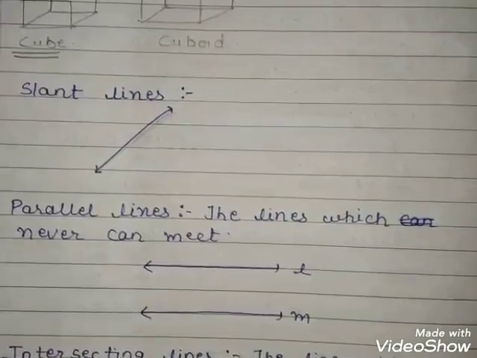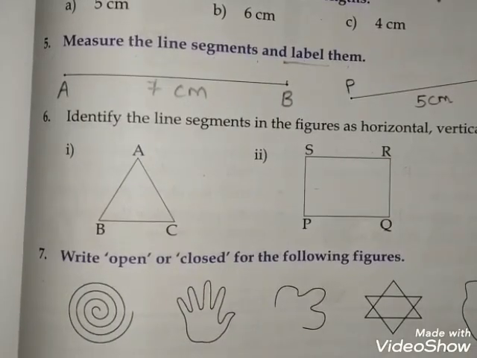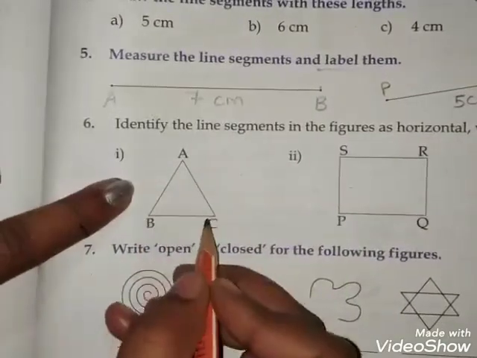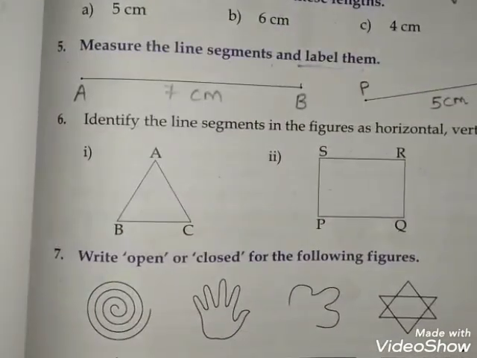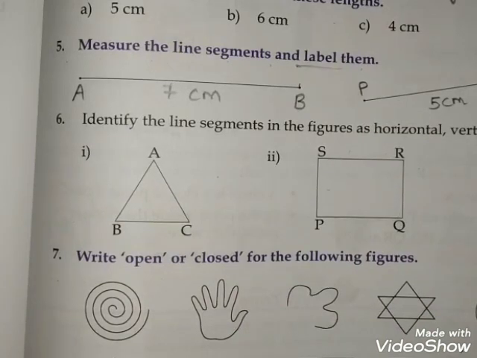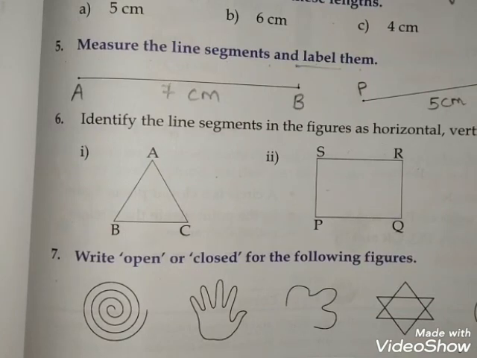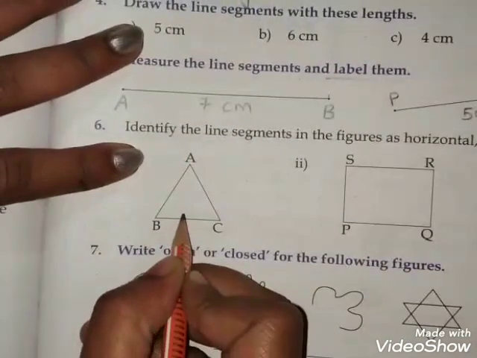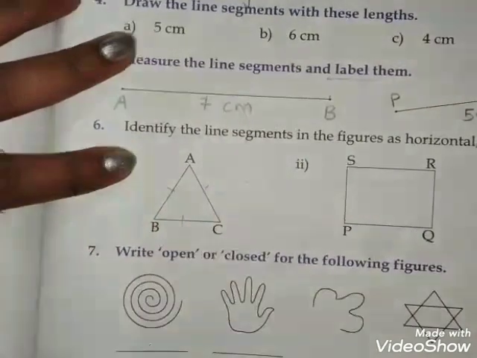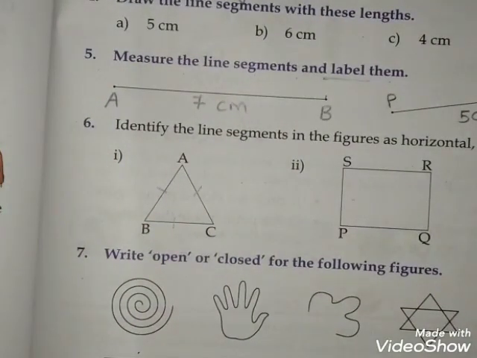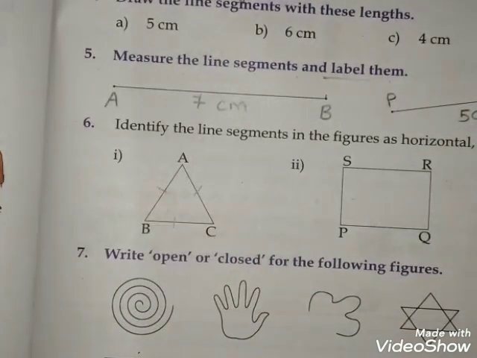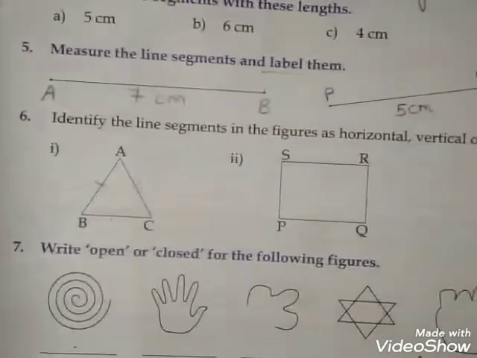Alright, now moving to the question. Here AB, BC and AC, 3 line segments are given here. How many line segments are here? AB, BC and AC, 3 line segments. And from these 3 line segments, BC is horizontal and AB and AC are slant lines. AB and AC are slanting and BC is horizontal. Now moving to the next one.